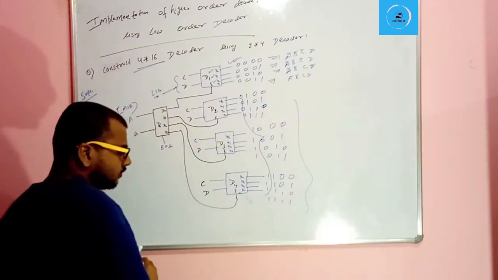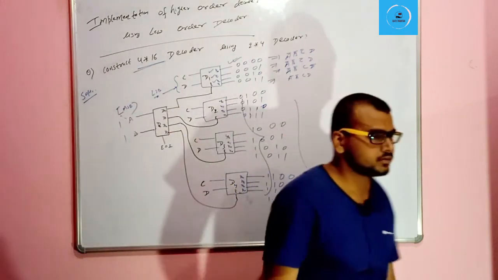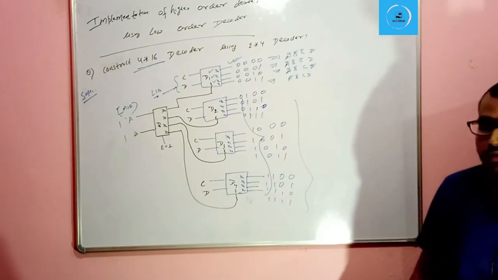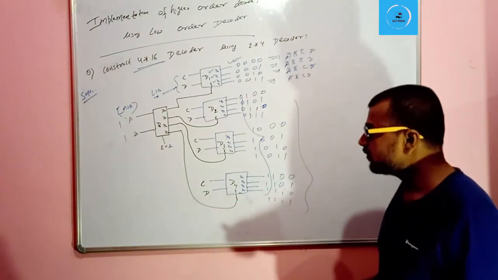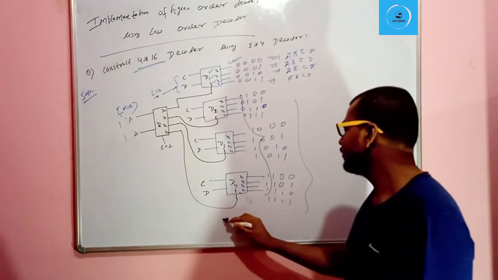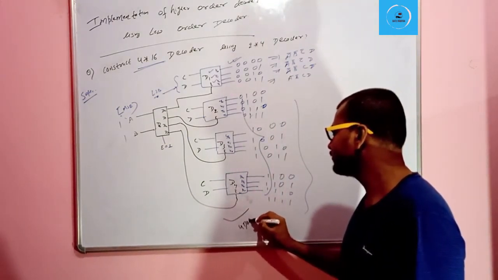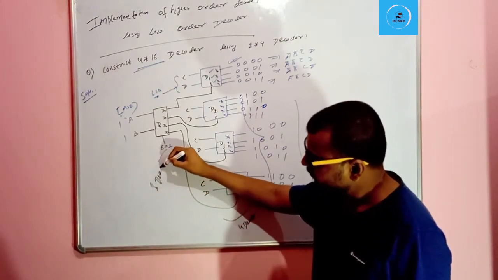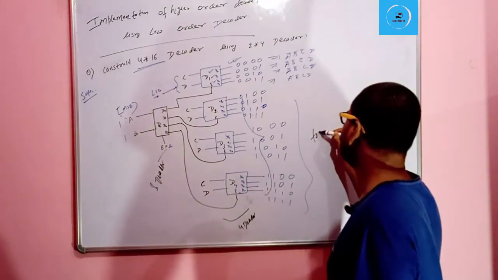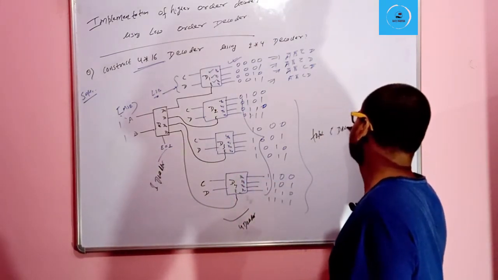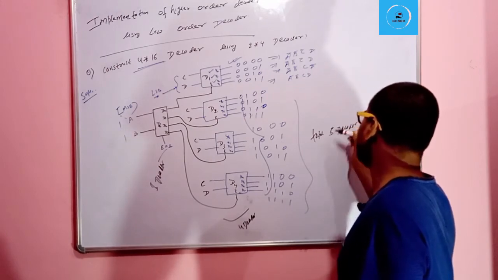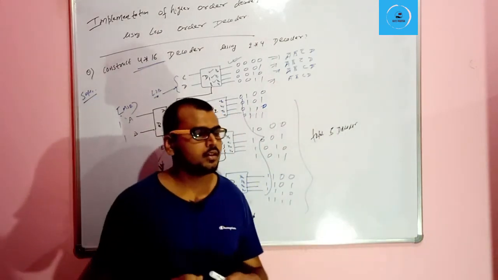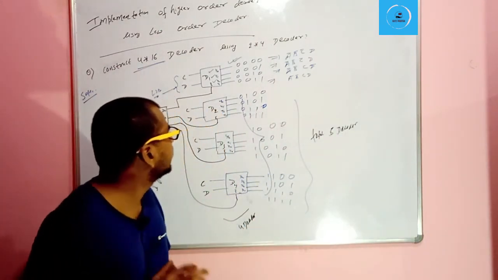Okay. So in this way, we can construct the 4 to 16 decoder using 2 to 4 decoder, right? So there will be 5 decoders needed: 4 decoders in this stage and 1 decoder here. So total 5 decoders needed, right? Total 5 decoders are needed.